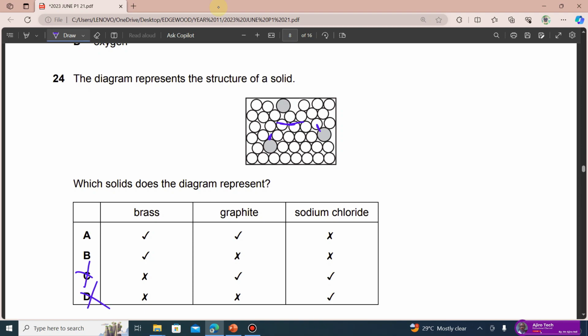So C and D are off. We are looking at A and B, because brass is an alloy. Looking at it again, we see that only option B fully portrays what the diagram represents. So option B, because this is not graphite and this is not sodium chloride.